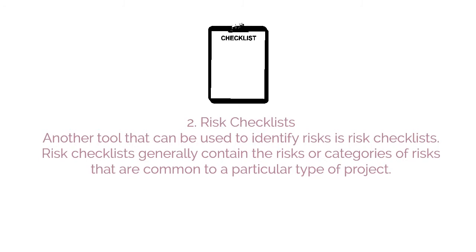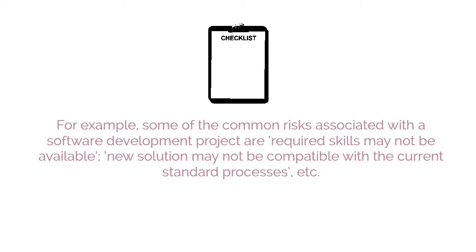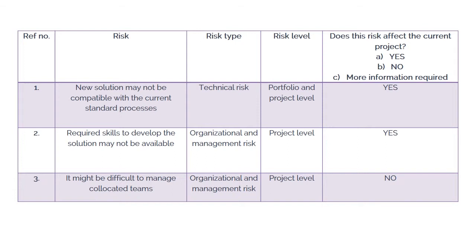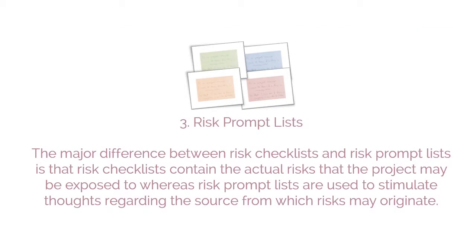2. Risk checklist. Another tool that can be used to identify risks is a risk checklist. Risk checklists generally contain the risks or categories of risks that are common to a particular type of project. For example, some of the common risks associated with a software development project are required skills may not be available, new solution may not be compatible with the current standard processes, etc. Following is a template of a risk checklist.